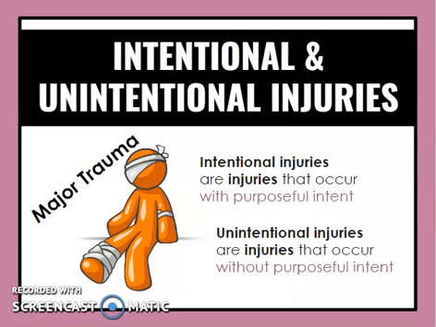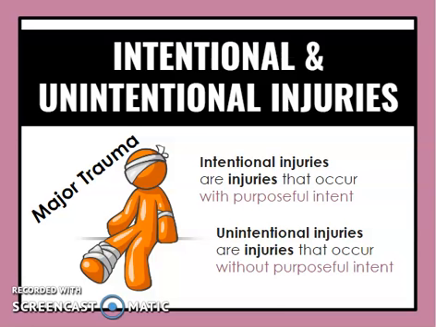Intentional and unintentional injuries. Intentional injuries are injuries that occur with purposeful intent and include homicide, suicide, domestic violence, sexual assault and rape, bias-related violence, and firearms.